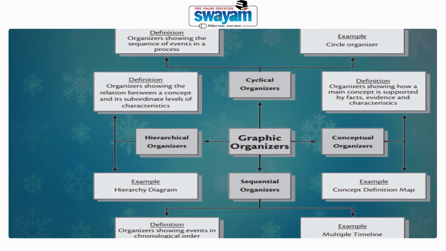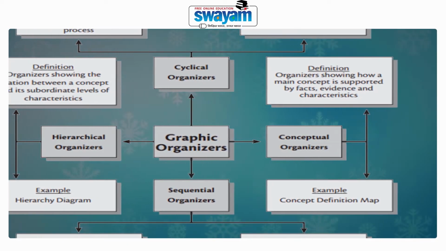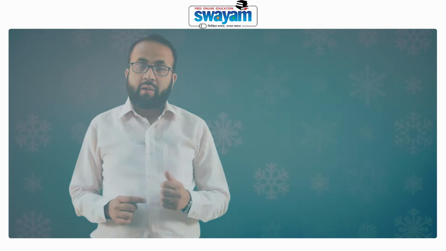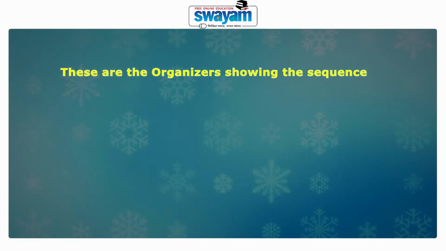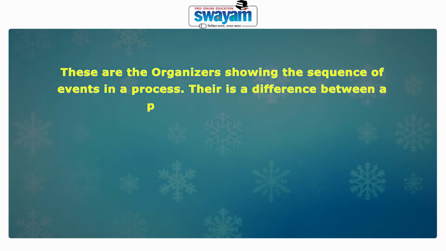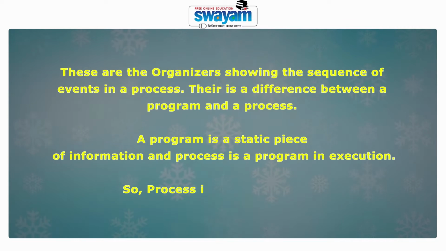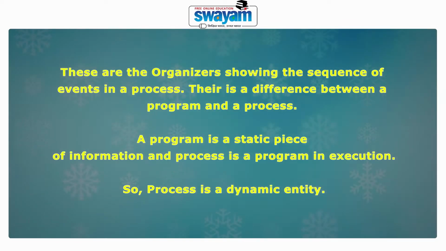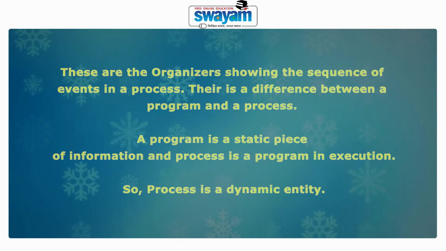As we can see in this diagram, the graphical organizer can be classified into 4 types, namely first, cyclical organizers. These are the organizers showing the sequence of events in a process. There is a difference between a program and a process. A program is a static piece of information, and a process is a program in execution. So, we can say a process is a dynamic entity in comparison to a program.